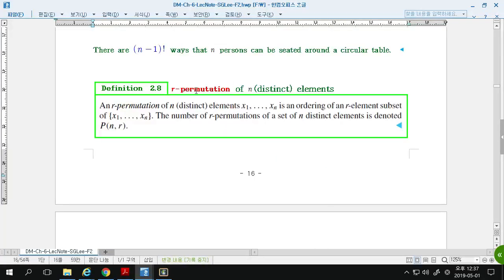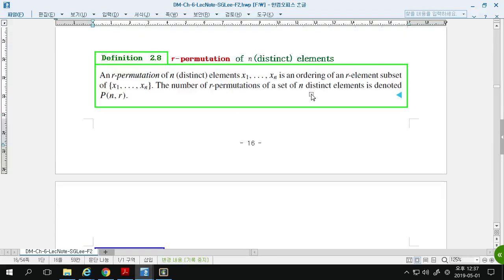Next, R permutation of n distinct elements. Now we are not thinking about n factorial. We are only choosing R persons out of an n person group and giving an order. List them, these R persons. Here, an R permutation of n distinct elements is an ordering of an R element subset of this whole n set. The number of R permutations of a set of n distinct elements is denoted by P(n, R). Okay, we choose R out of n persons and then give an order.